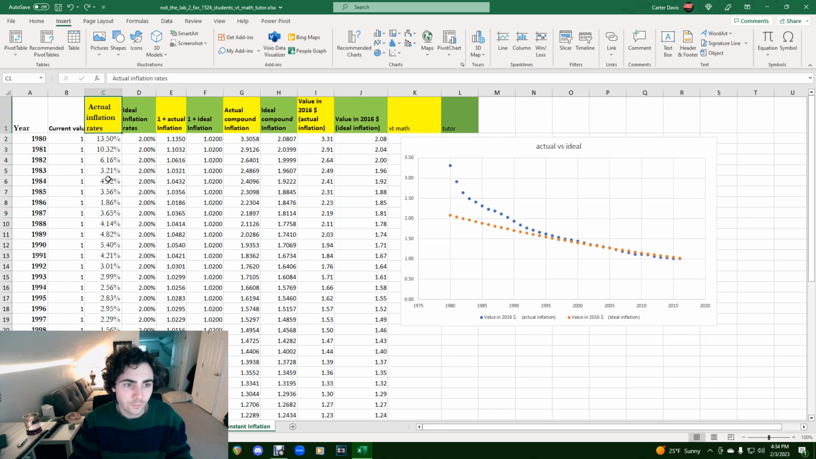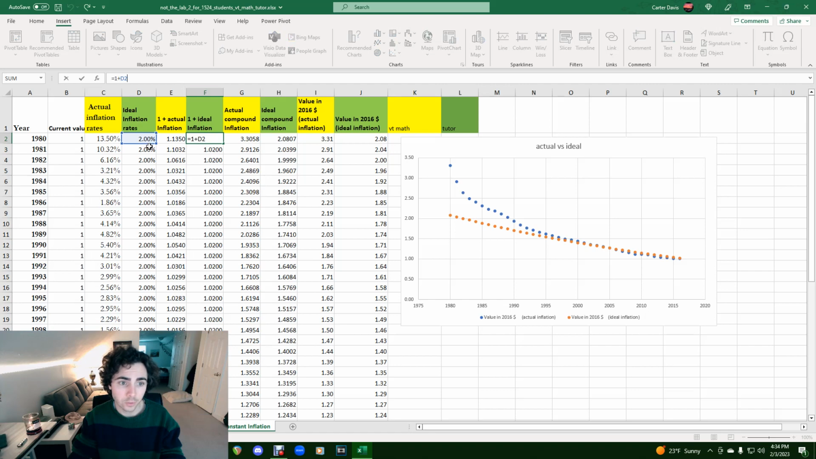So it's color coordinated, right? The yellow is actual each time and green is ideal. They have you do the 1 plus for both actual and ideal. So 1 plus the actual rates. Click that corner, drag it down, you know the deal. And then same deal with 1 plus ideal inflation. You're doing 1 plus the 2%, and then drag it all the way down. It's going to be 1.02. Excuse me. And then the compound inflation, same function. It's the product with, in this case, E2 all the way to $38. Make sure to do the $, and then click and drag that down. Same deal here. There's your formula.